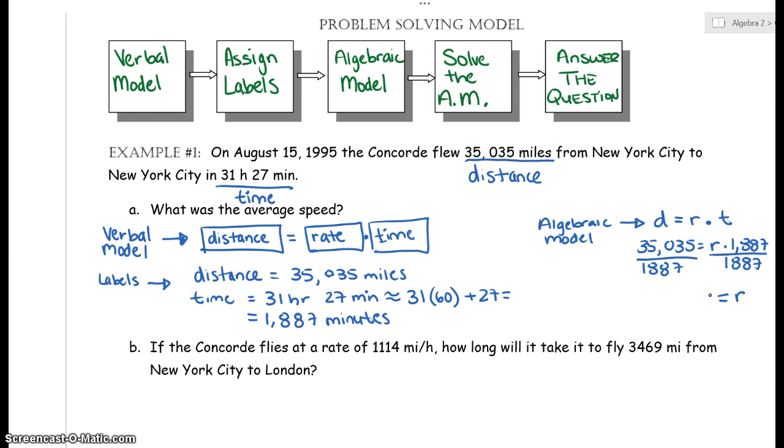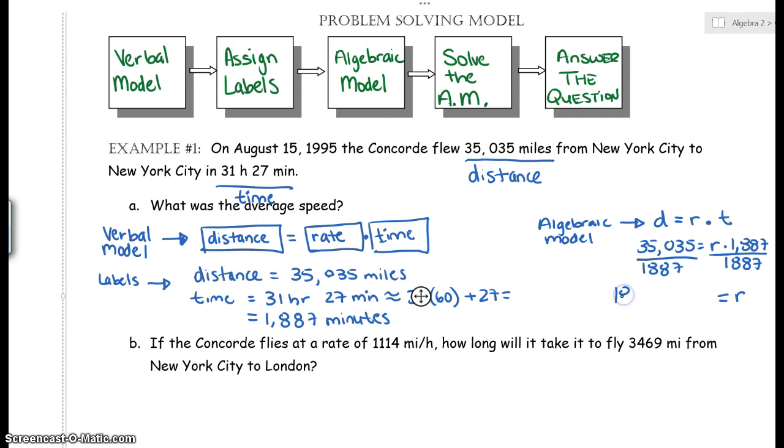Please make sure you are practicing this with me. I don't want to be the only one getting this calculator practice, because it's just as important for you. So we are talking about miles per minute. So that means that in 1 minute, the plane is actually traveling 18.5 miles, which is amazing, I think.